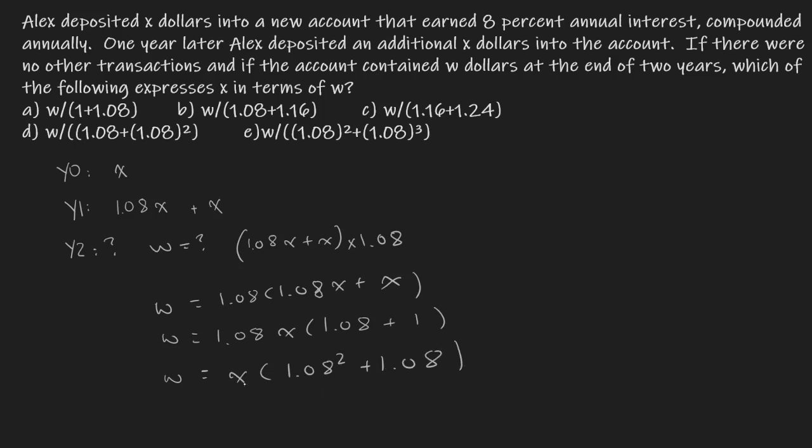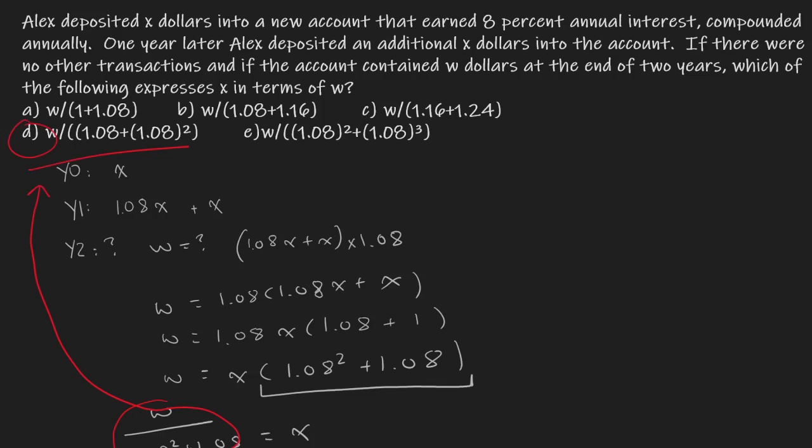I am then going to get X by itself by dividing by this entire figure. So you have W over (1.08 squared plus 1.08) equals X. And you should be able to see that this is the same as this. Therefore, our answer is D. And we have solved the question.